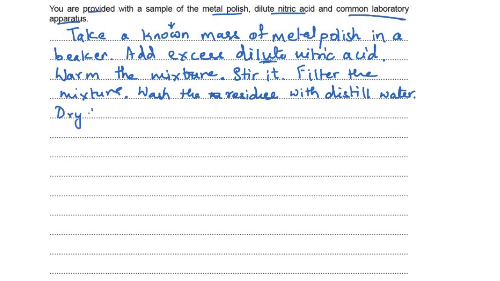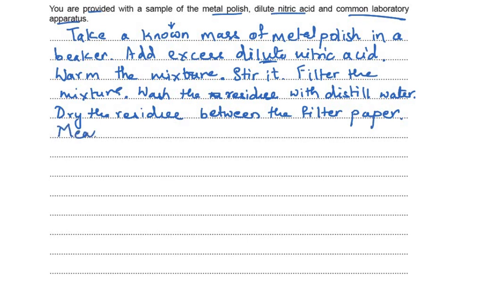Dry the residue between the filter paper, so that the water is also removed. Now as silicon 4 oxide is dry, then we can measure the mass of the residue. So measure the mass of residue. Now we know that the residue is silicon 4 oxide.